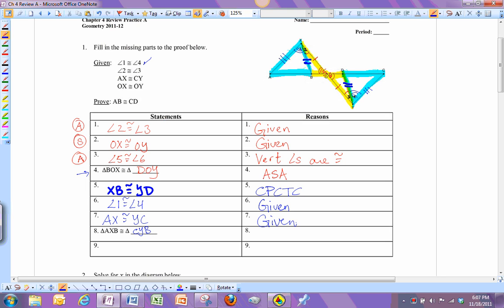Okay, so now I've got my blue triangles congruent. And the reason, if you look at the picture, it's side, angle, side. Same exact thing right here, side, angle, side. S-A-S. So now I can finish off my proof because this right here, AB, corresponds with this right here, and they're corresponding parts of congruent triangles. So I can say AB is congruent to CD.